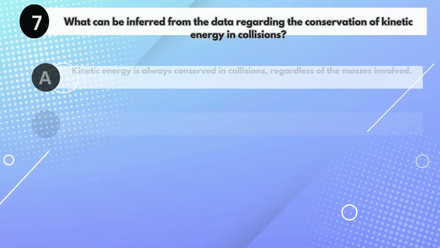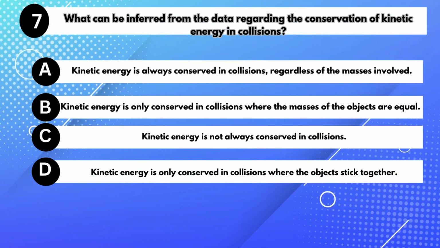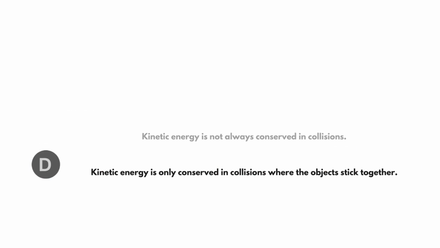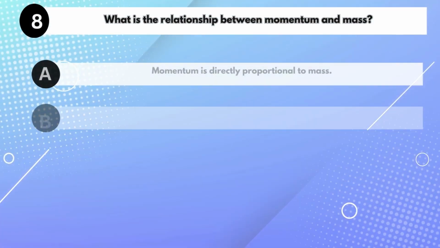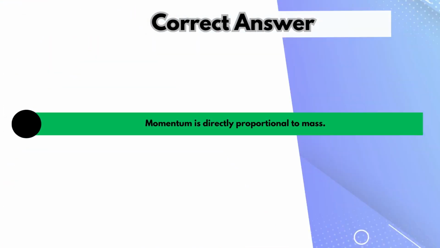7. What can be inferred from the data regarding the conservation of kinetic energy in collisions? C. Kinetic energy is not always conserved in collisions. 8. What is the relationship between momentum and mass? Momentum is directly proportional to mass.